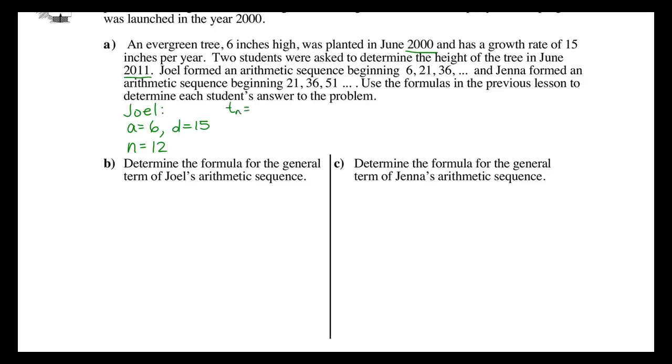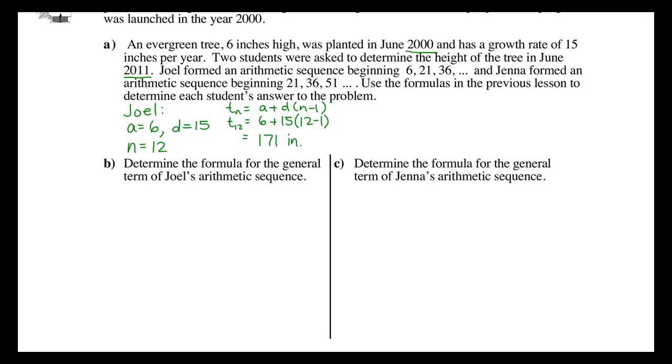So Tn equals A plus D times N minus 1. Plugging in my numbers gives me T12, so term 12 equals A, which is 6, plus D, which is 15, times N, which is 12 minus 1. So plugging that into my calculator, that gives me 171 inches.